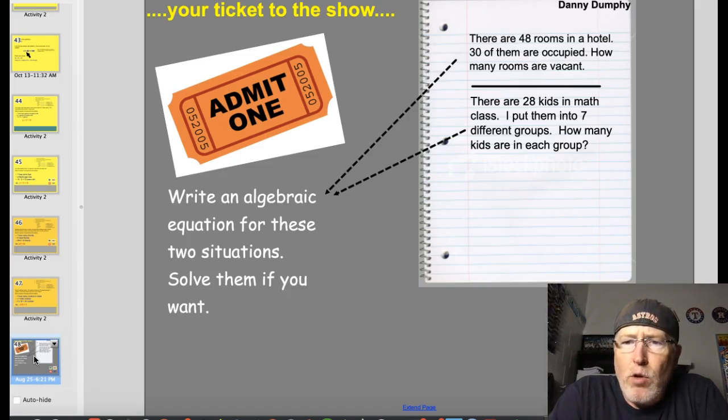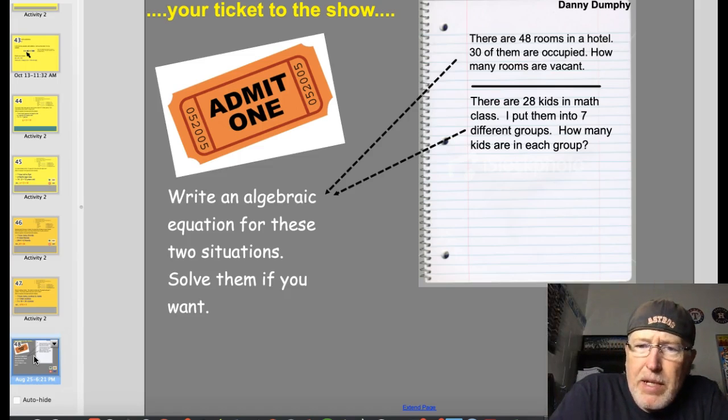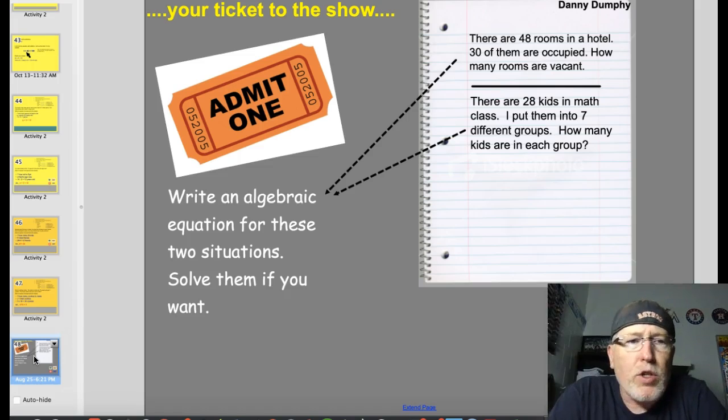First problem, there are 48 rooms in a hotel. 30 of them are occupied. How many rooms are vacant? There are 28 kids in math class. I put them into 7 different groups. How many kids are in each different group? Go ahead and do that.